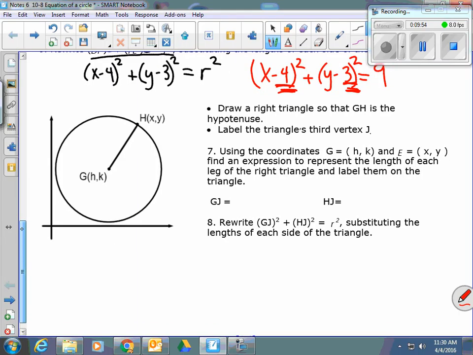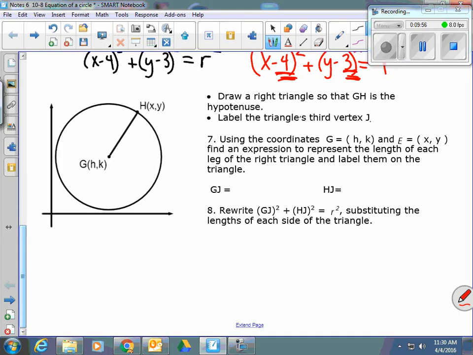All right. Now I'm going to be evil, and I'm taking away all the information. Okay, we're not going to be given anything. Everything's going to be letters. Are you with me? Okay, doing the same exact process we just did. I'm now just taking away all the numbers. So, we need to draw a right triangle. So draw your right triangle.